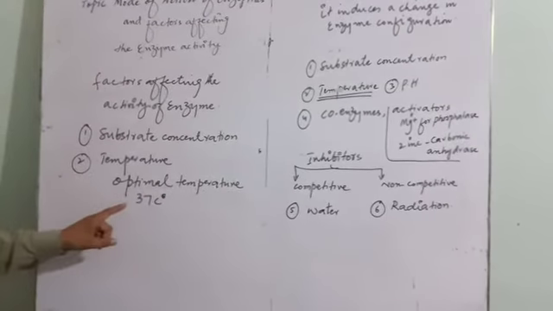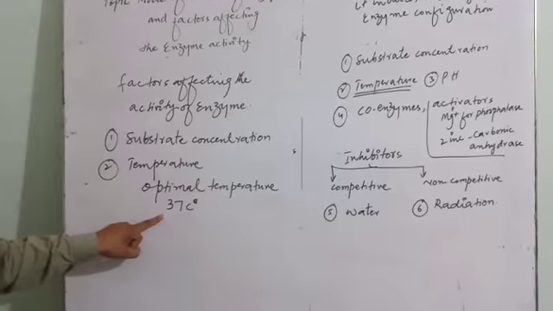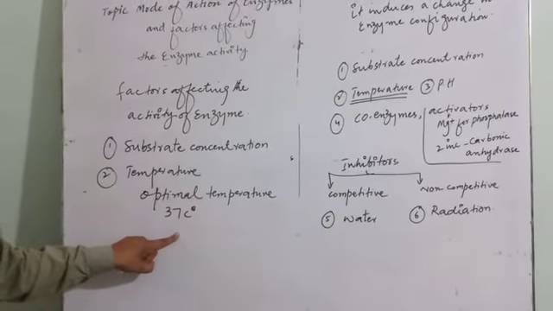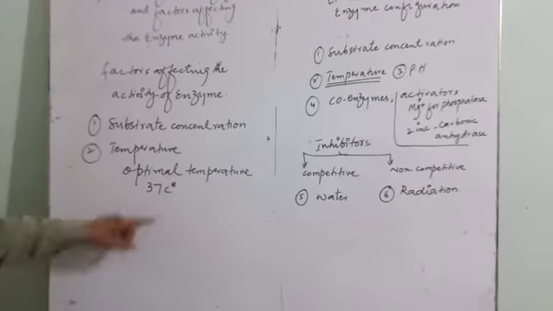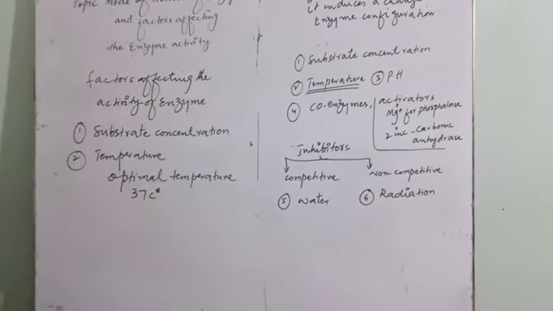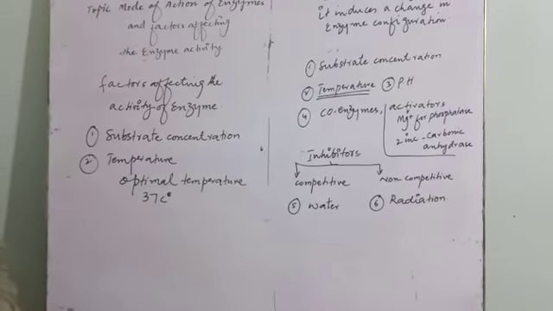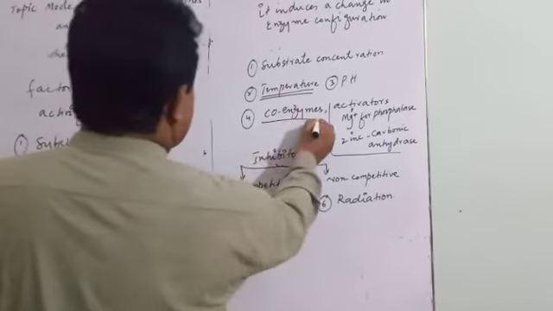If the temperature increases above 37 centigrade, then the enzymes will be denatured, and at 0 centigrade also the enzymes will not work. After that we have coenzymes.